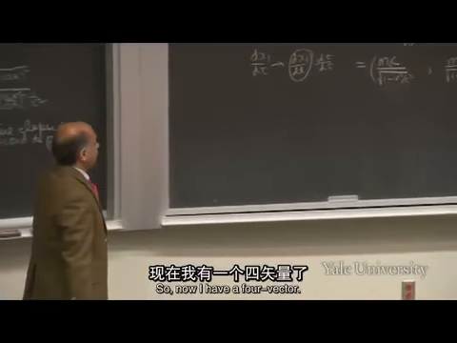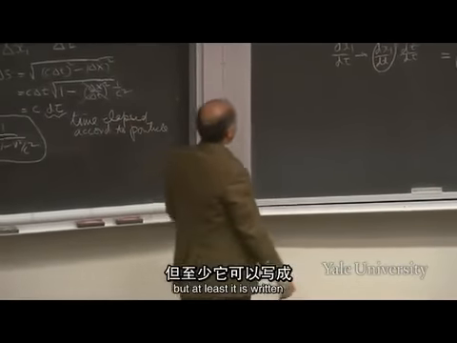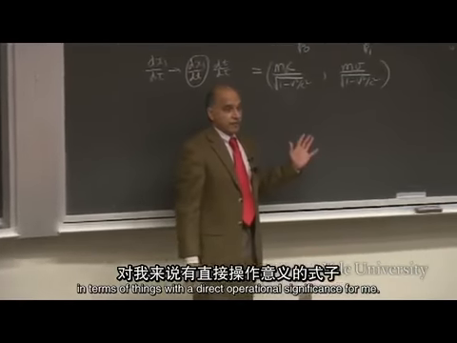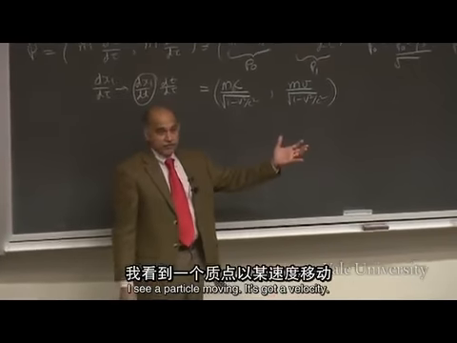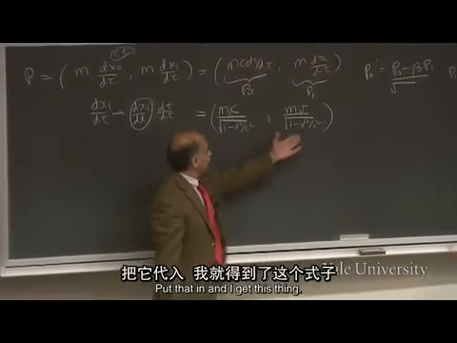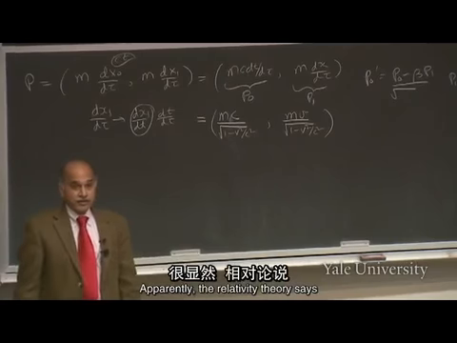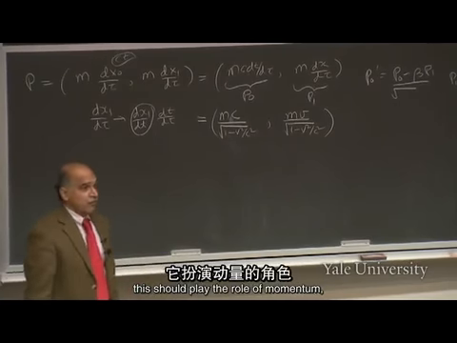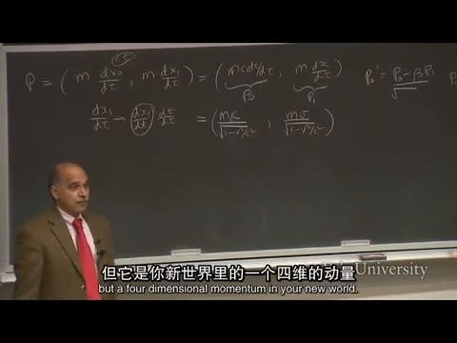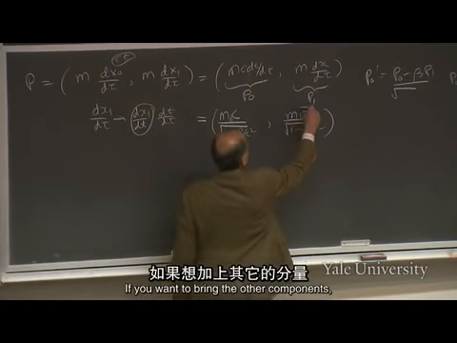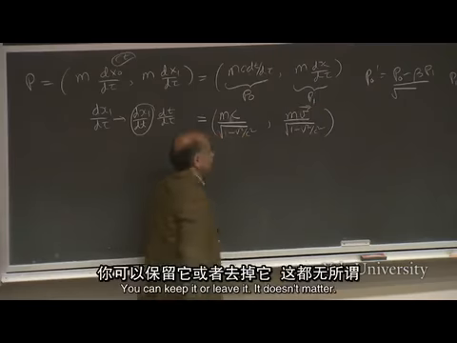So now I have a 4-vector. I still don't know what it means, but at least it is written in terms of things which have direct operational significance for me. I see a particle moving. It's got a velocity. Put that in, and I get this thing. Apparently, the relativity theory says this should play the role of momentum, but a 4-dimensional momentum in your new world. If you want to bring the other components, we will put an arrow. We can keep it or leave it. Doesn't matter.